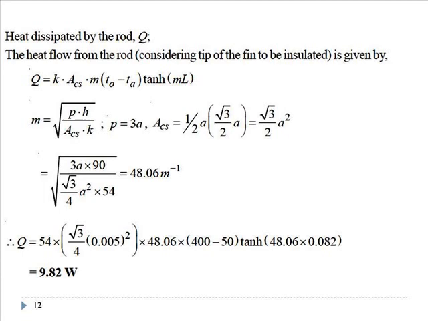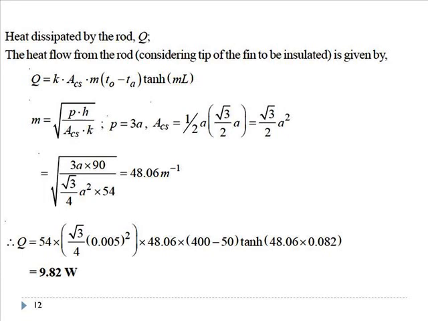Now friends, the formula is known to us: Q equals K times cross section area times m times (T0 - Ta) times tanh(mL), or you can use the formula square root of P h A K times (T0 - Ta) times tanh(mL). Here we first have to find the fin constant m, the perimeter, and the cross section area.